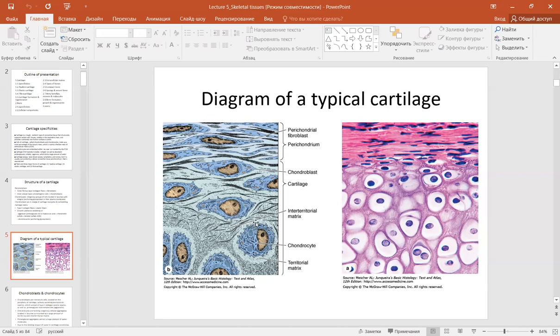There are the recognized interterritorial matrix in between the lacunae covered with chondrocytes, and the territorial matrix, which immediately surrounds the chondrocytes. Here you have the isogenous groups of cells. Here is an isogenous group of cells, two cells, here two cells, here two cells in one single lacuna. This is the perichondrium, this is the superficial chondroblastic layer and the deep layer of chondrocytes and extracellular matrix.